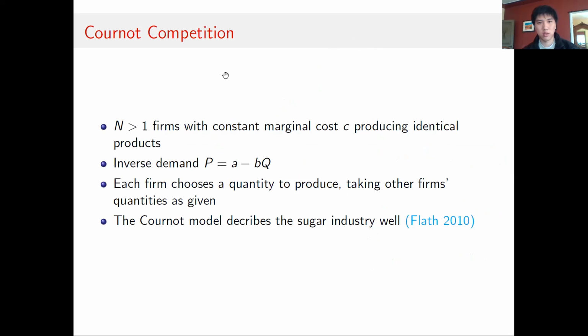And here I'm going to make some assumptions that make the derivation easy: constant marginal cost, linear inverse demand. And they're going to play a game that's Nash in quantities. So each firm chooses a quantity to produce, taking other firms' quantities as given, and prices move to clear the market. And this is a reasonable example for an industry such as the sugar industry, since the products are very close to identical. And it's also reasonable to think about quantities being produced first, and then the firm is trying to market the products at whatever price they can get.